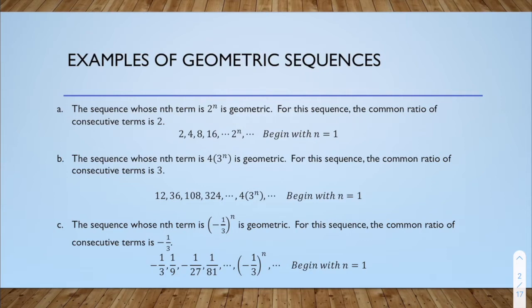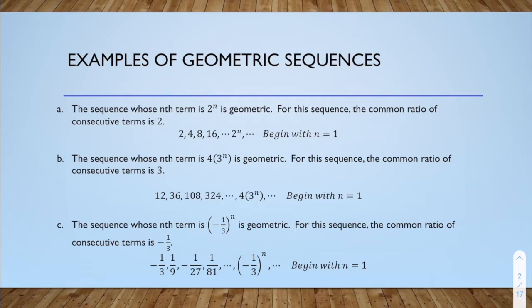The sequence whose nth term is 4 times 3 to the n is geometric. For this sequence, the common ratio of consecutive terms is 3. So notice the first term is 3 to the 1 times 4, which is 12. And 3 to the 2, which is 9, times 4 is 36. And once again, the first occurrence of n is when it's equal to 1.